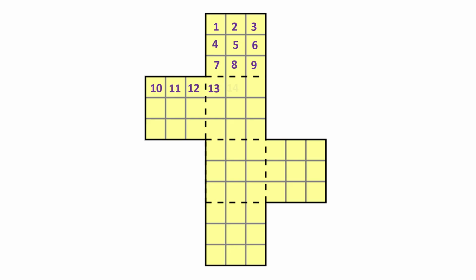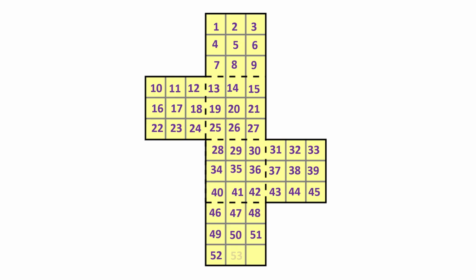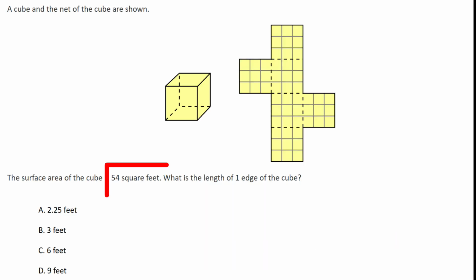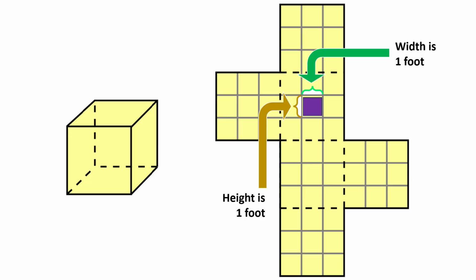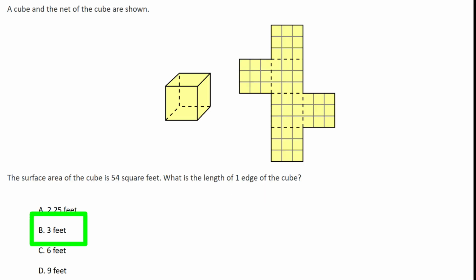If we wanted to know for sure that each tiny square is equal to 1 square foot, then we need to count up the number of tiny squares. When we do that, we have 54. Then we compare that number with the surface area that they told us, which is also 54. Since both of these are the same number, that tells us that each square is equal to 1 square foot. We know that 1 square foot is 1 foot wide and 1 foot high. So now we can be confident that the length of each edge on this cube is 3 feet.